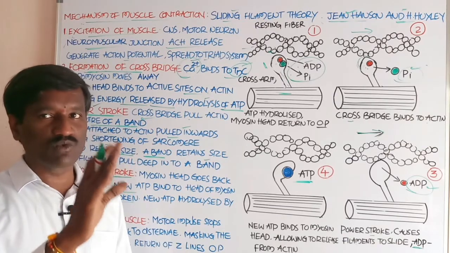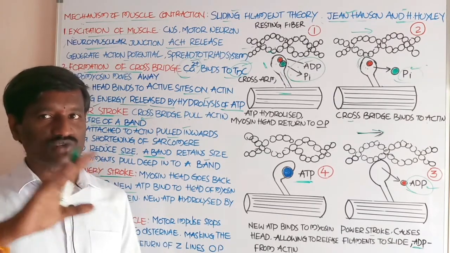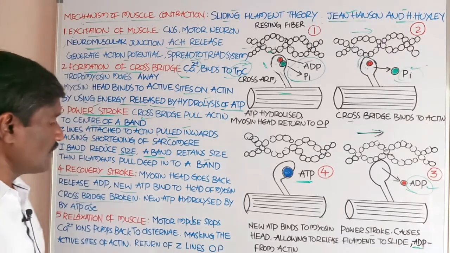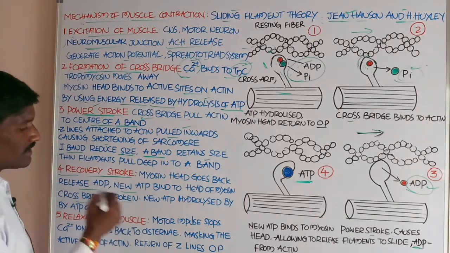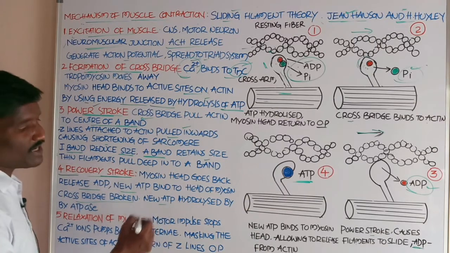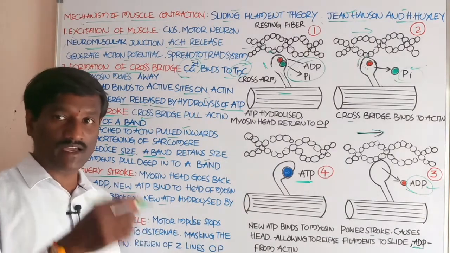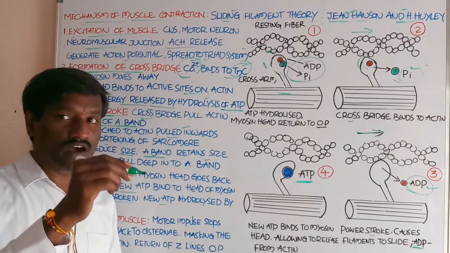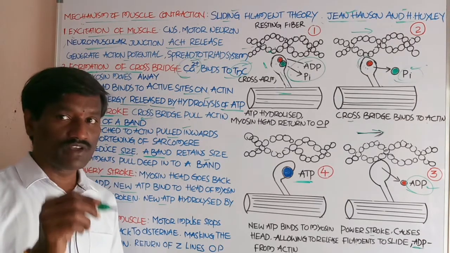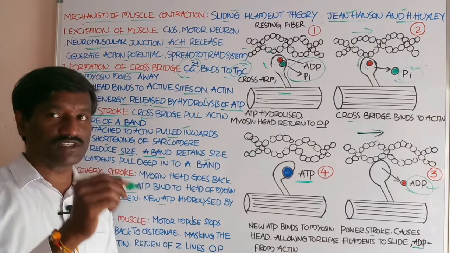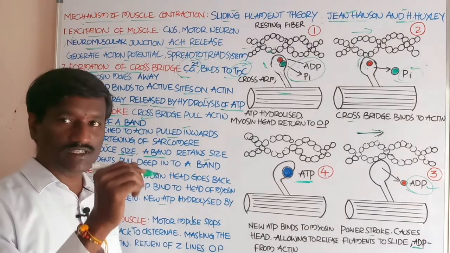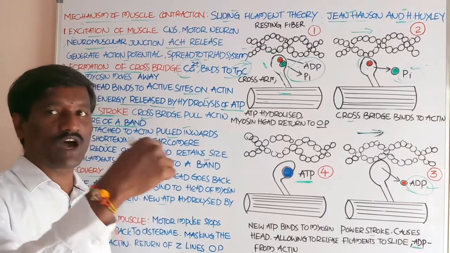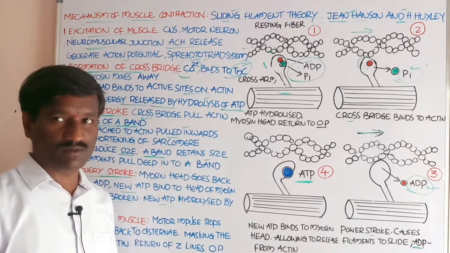The myosin head moves to the side from the active site of the actin. Okay, student, and at the same time the new ATP is hydrolyzed by the ATPase enzyme present in the head of the myosin molecule. Some conformational changes occur in the myosin head and lead to the formation of another cross bridge.